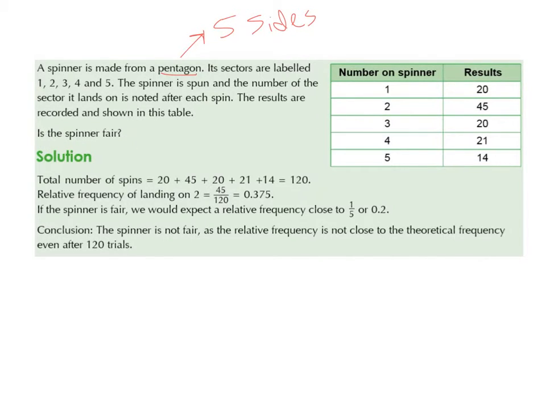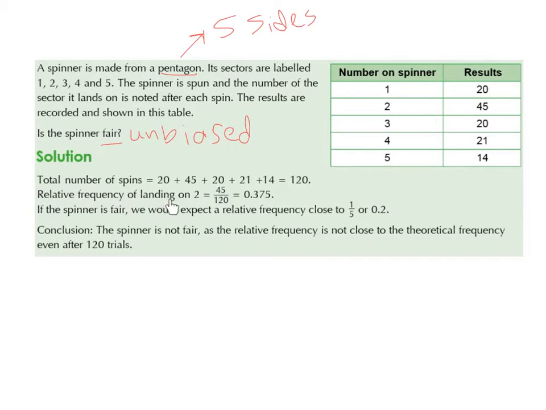Is the spinner fair? So is the spinner unbiased? So the spinner landed on 1, 20 times. It landed on 2, 45 times. It landed on 3, 20 times. It landed on 4, 21 times. And it landed on 5, 14 times. So the total number of spins is 20 plus 45 plus 20 plus 21 plus 14, which is 120. So these add up to 120.